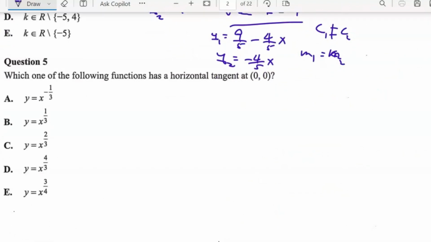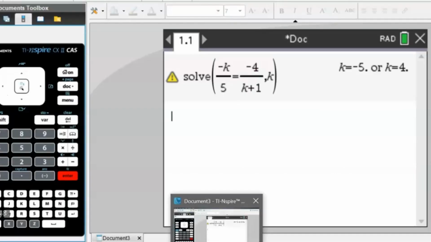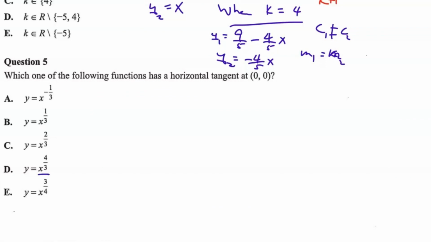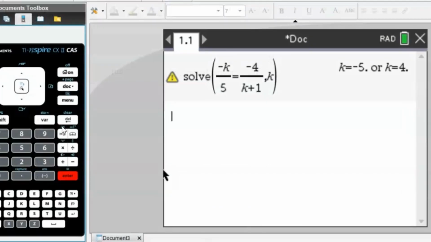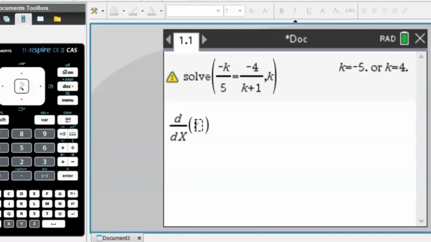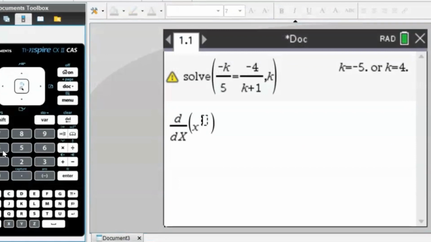Alright, which of the following functions has a horizontal tangent? If I differentiate all of these, it's going to be the same sort of thing, and I can't solve for x in any of them. The only one that gives me a value of x when I differentiate is this option here. Let's differentiate that. I'm just going to say shift minus, so the x there, x to the power of 4 over 3.